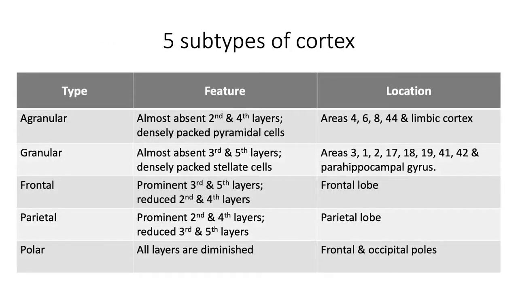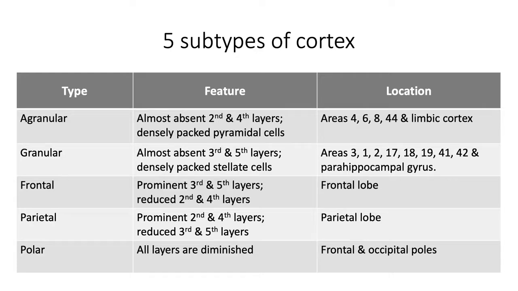The 5 subtypes of cortex are agranular type, where we find densely packed pyramidal cells, and second and fourth layers of granular cells are almost absent. Such cortex is found in the motor cortex, that is area number 4, 6, 8, area number 44, as well as in limbic cortex. The second subtype of cortex is the granular cortex, which shows densely packed stellate cells. Third and fifth layer consisting of pyramidal cells are almost absent, and such a cortex is found in sensory areas, that is somatosensory area number 3, 1, 2, visual cortex, that is area number 17, 18 and 19, auditory cortex, that is area number 41 and 42, as well as in parahippocampal gyrus.